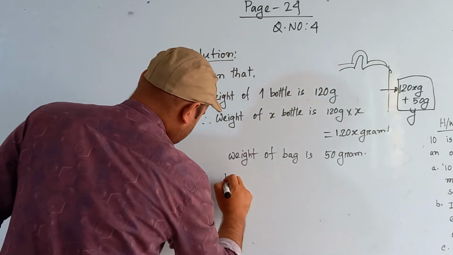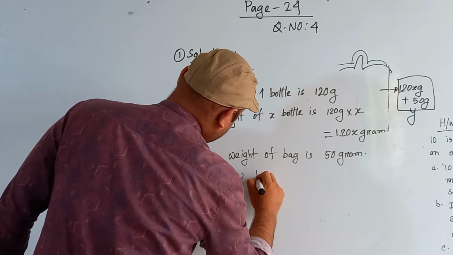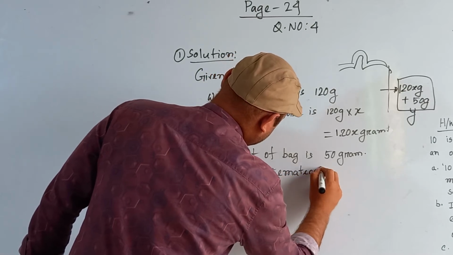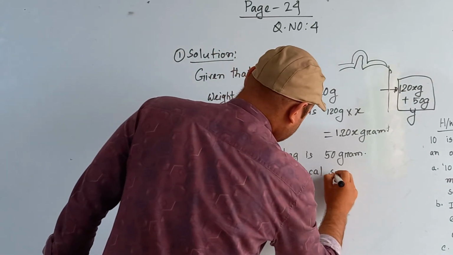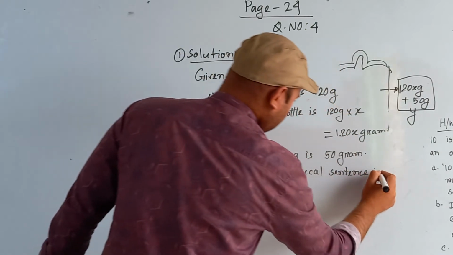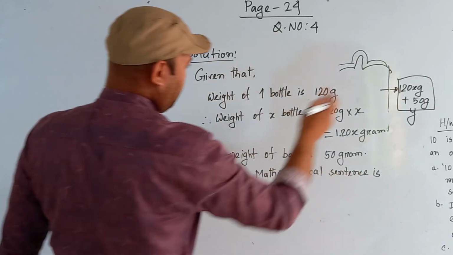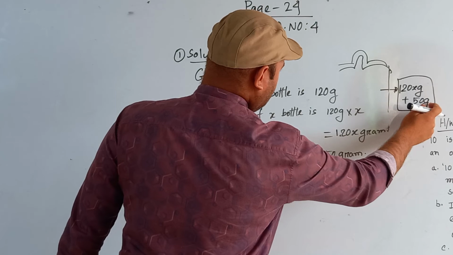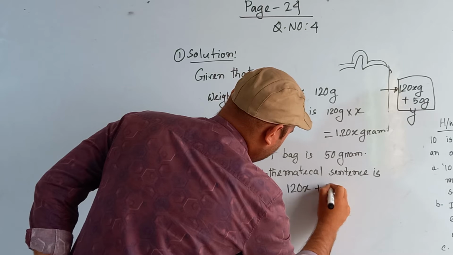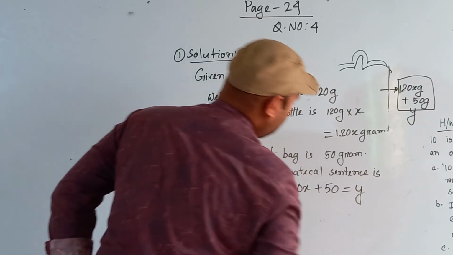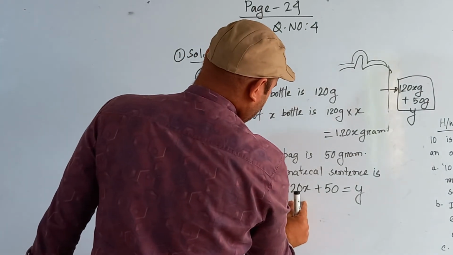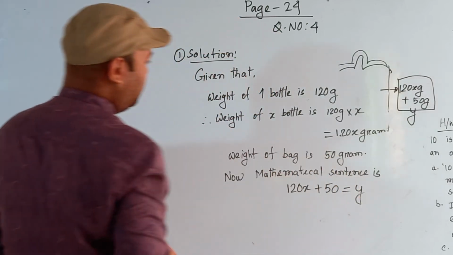Now the mathematical sentence, which is the relation between x and y, that means 120x plus 50 is equal to y. So this is the answer of question number 1, which is the relation between x and y.